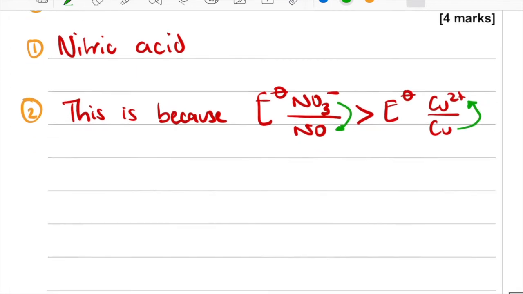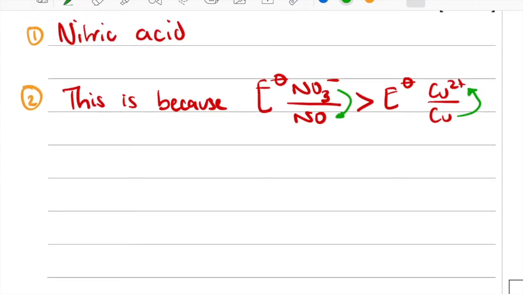Okay, now we need to come up with an overall reaction equation. Now, the safest way to do this, although it's a little bit long-winded, is to write the half equations and then to add them together. So we've got the half equation for the nitrate, since it's being reduced. So NO3- plus 4H+ plus 3e-.